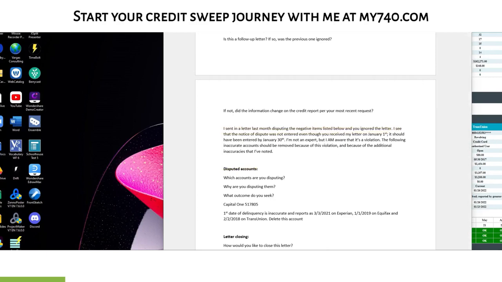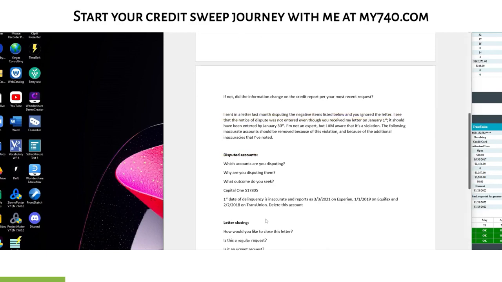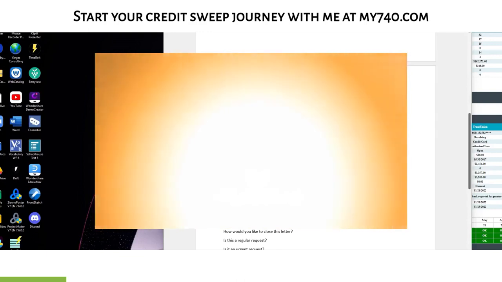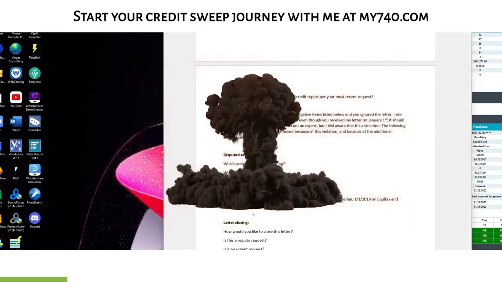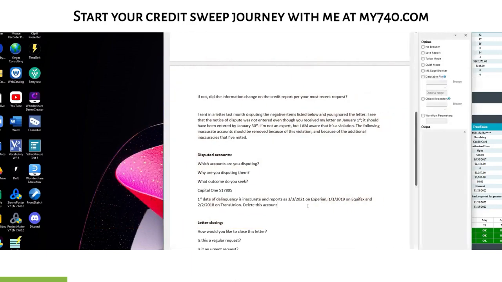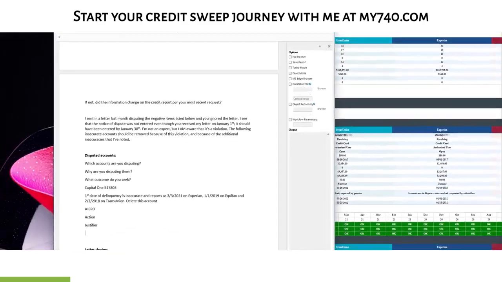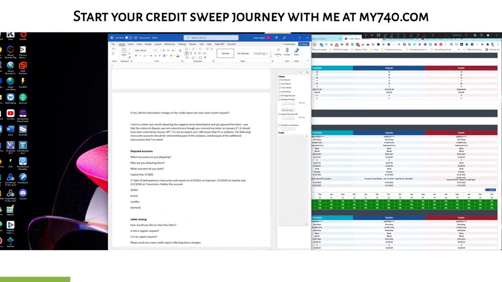Now we're going to go down to our disputed accounts, and I did add in an example. If you recall, we have to let them know what we are disputing, why we're disputing it, and the outcome that we seek. And we're going to be using the Agero formula, which I'm just going to type out for you real quick, and I'm not going to pause the video on this. The Agero formula is really simple. It is action, justifier, element, reason, outcome. And this is really for late payments, okay?